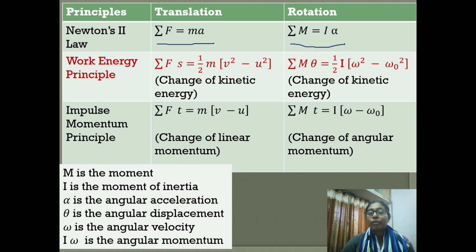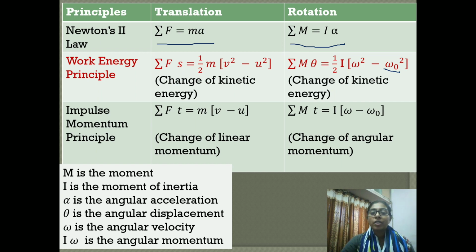When we convert it for rotation, the work energy principle and momentum impulse principle are the same for rotation and curvilinear motion. So for rotation, sigma M into theta, where sigma M is the total moment and theta is the angular displacement, is equal to half I into omega square minus omega naught square. Omega is the final angular velocity and omega naught is the initial angular velocity. So this is nothing but the change in kinetic energy.